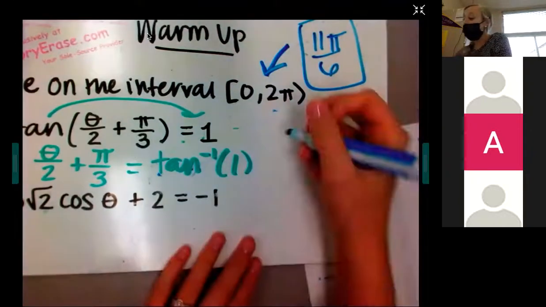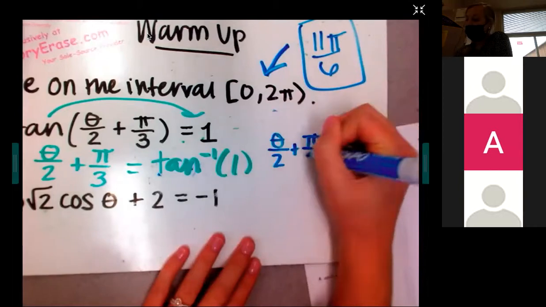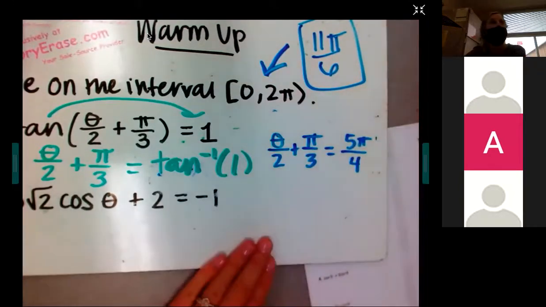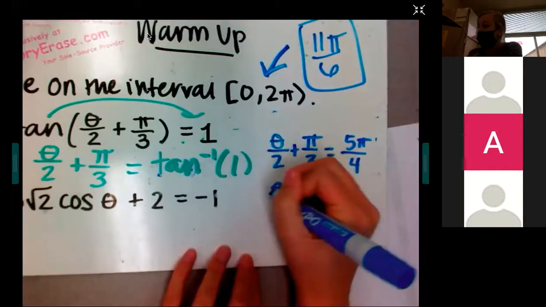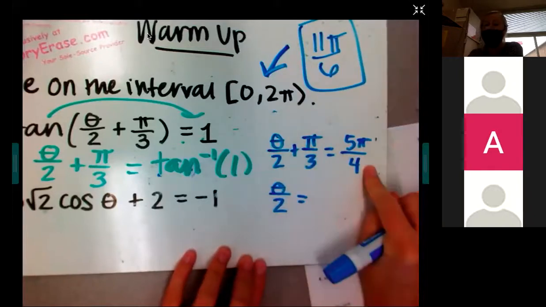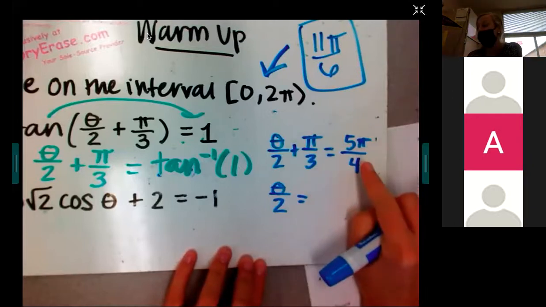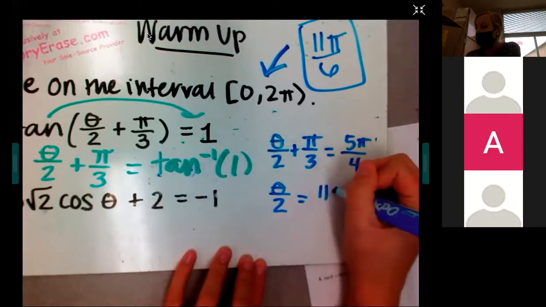If you decided, or if you forgot, or if you were like, I'm just not going to listen to Miss Poole because that girl's crazy, she don't know what she's talking about, and you also set it equal to 5 pi over 4, please just watch what's going to happen, okay? If you do theta over 2 equals 5 pi over 4 minus pi over 3, that's going to be 15 pi over 12 minus 4 pi over 12, so that'd be 11 pi over 12.